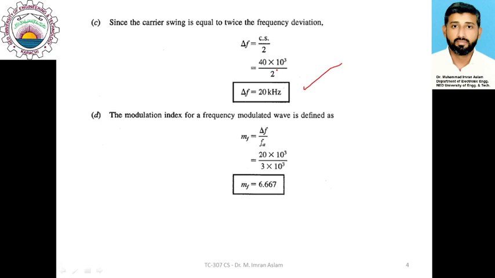The last thing that we need to calculate is the modulation index. The modulation index has a simple formula, which is the ratio of the frequency deviation and the modulating frequency. If you divide delta f by fa, which is 20 divided by 3, we get the modulation index equal to 6.66.